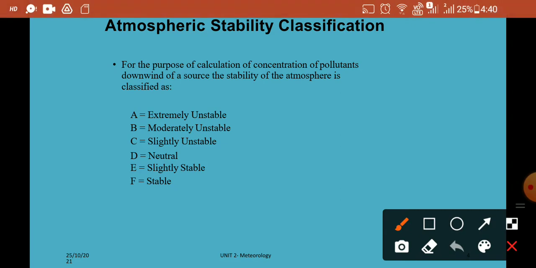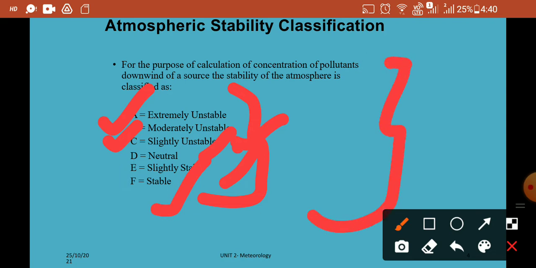The atmospheric stability classification is: A is extremely unstable, B is moderately unstable, C is slightly unstable, D is neutral, E is slightly stable, and F is stable. For calculating the concentration of pollutants downwind of the source, the stability of the atmosphere is classified in this way.